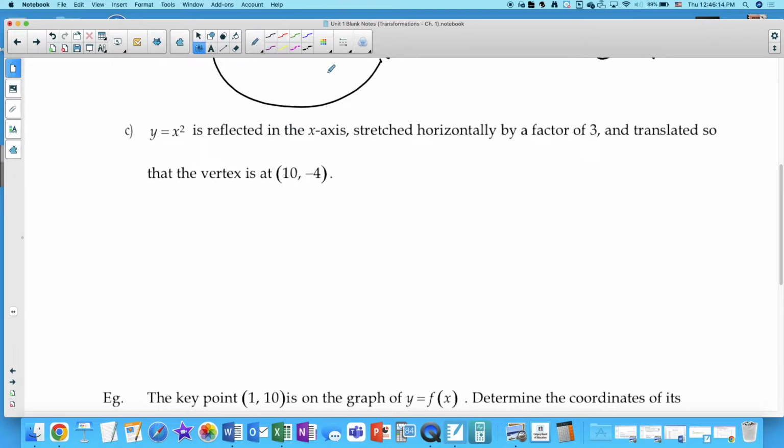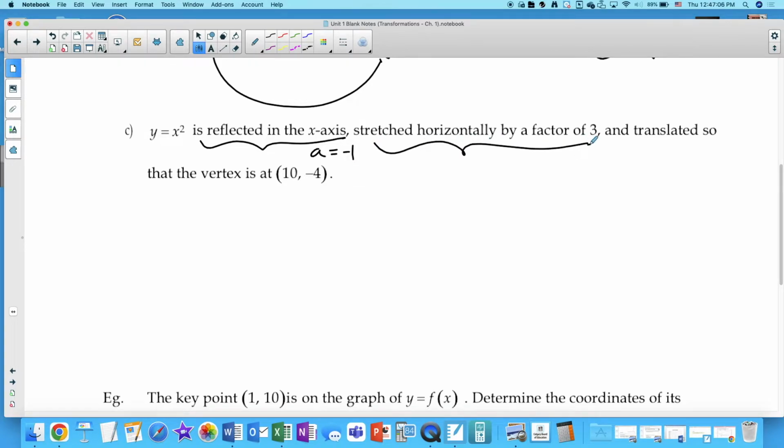All right, so next, y equals x squared is reflected in the x-axis, stretched horizontally by a factor of 3, and translated so that the vertex is at (10, -4). Okay, so let's first work out our parameters. So if you reflect in the x-axis, what type of a reflection is that? Vertical, right? So a is going to be negative, and I don't see a vertical stretch, so I know here a is -1. Okay, now it's stretched horizontally by a factor of 3.